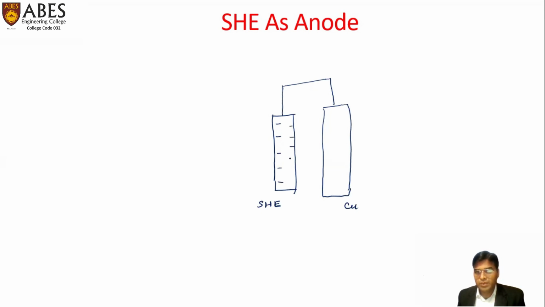These accumulated electrons move towards the cathode, which is having the positive charge because reduction is occurring here. So here the SHE works as anode, and copper works as cathode.